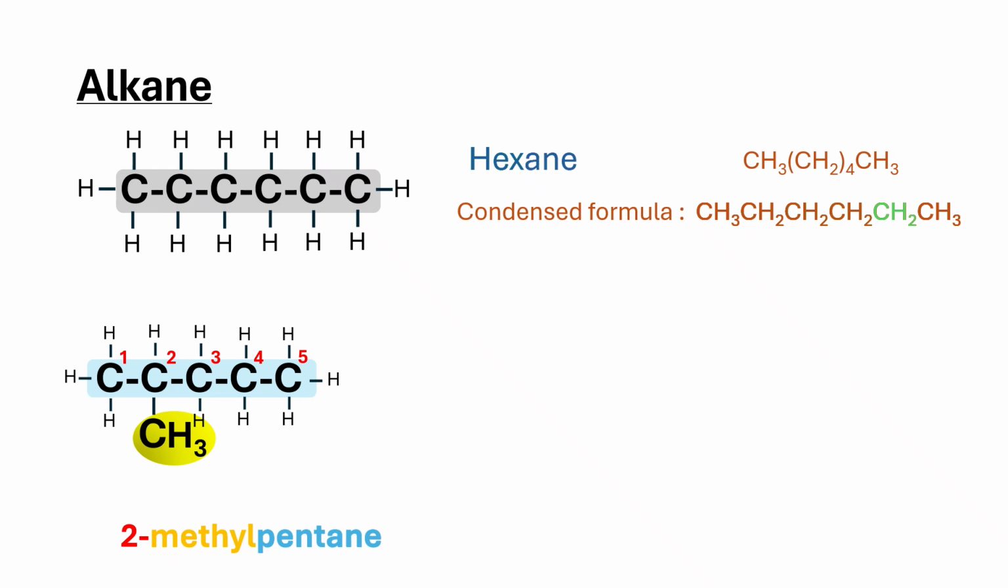Doesn't mean there are 2 of this. This means the methyl group happens to be on the second carbon of the main chain. So this is called 2-methane pentane. 2-methyl pentane, beg your pardon.